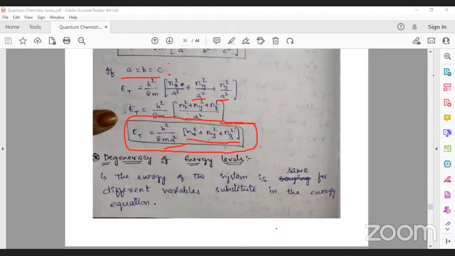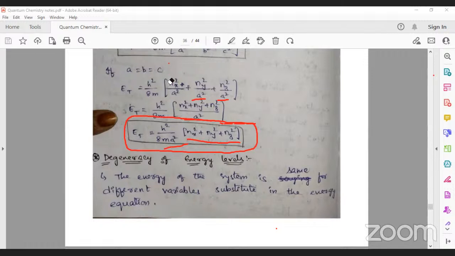The particle that will be moving in a three-dimensional system, the energy we will get is equal to h square by 8ma square of nx square plus ny square plus nz square.